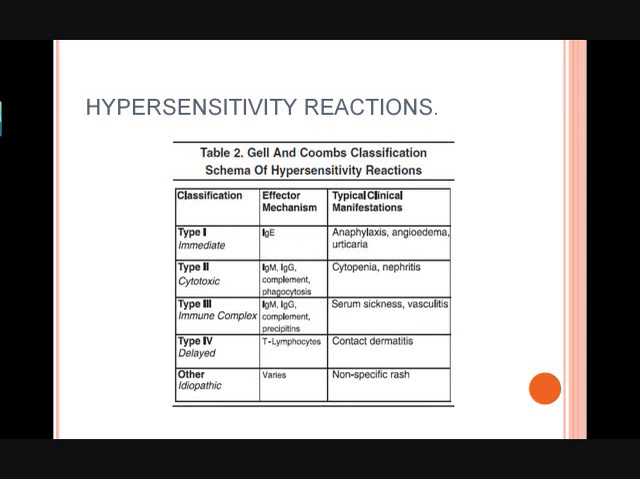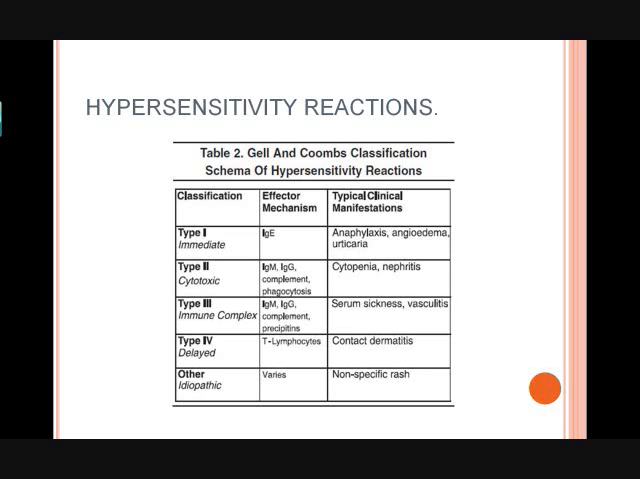All right. Hypersensitivity reactions. These are important. You need to know this whole chart. Type 1 is immediate. It's caused by IgE. Clinical manifestations are anaphylaxis, angioedema, and urticaria. Anaphylaxis is the worst allergic reaction: the throat closes and they need to be intubated. Angioedema is where the whole face is swollen and the eyes are shut. Urticaria is just raised hives on the skin.